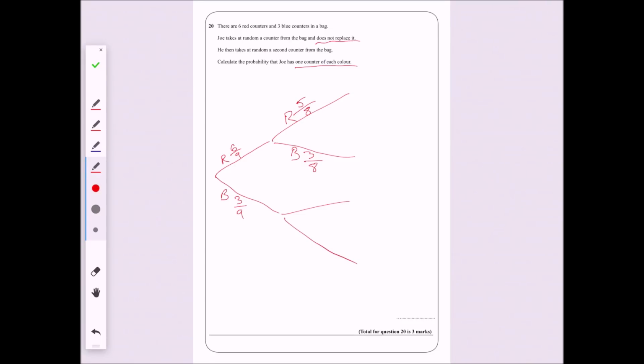If you pull a blue out first, the reds will now be 6 out of 8, because you've still got the original 6, but there's only 8 in there. And the blues would now be down to 2 out of the 8. So we'll have to have a red then blue, or blue then red. So after these two, you multiply along the branches of a probability tree. So 6 times 3 is 18, and 9 times 8 is 72. And for this one, you would do 3 times 6 is 18, and 9 times 8 is 72 again.